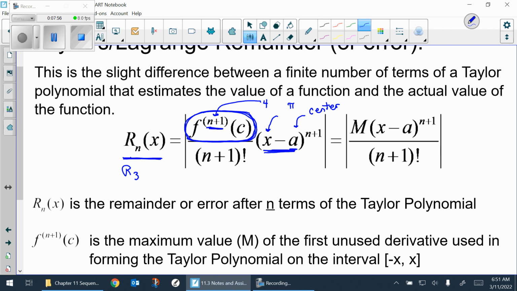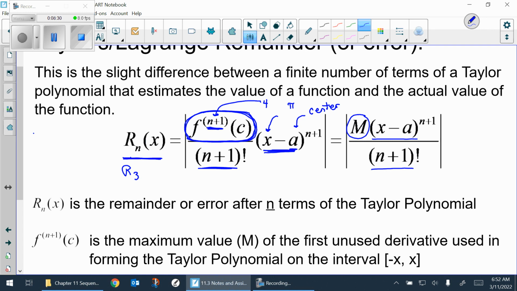And up here we used n plus 1 over n plus 1 factorial. So a different notation says let's maximize the value of that first, what we'll call the first unused derivative. Maximum value of the first unused derivative, times x minus a to the n plus 1 over n plus 1 factorial. And that is going to give us the difference.